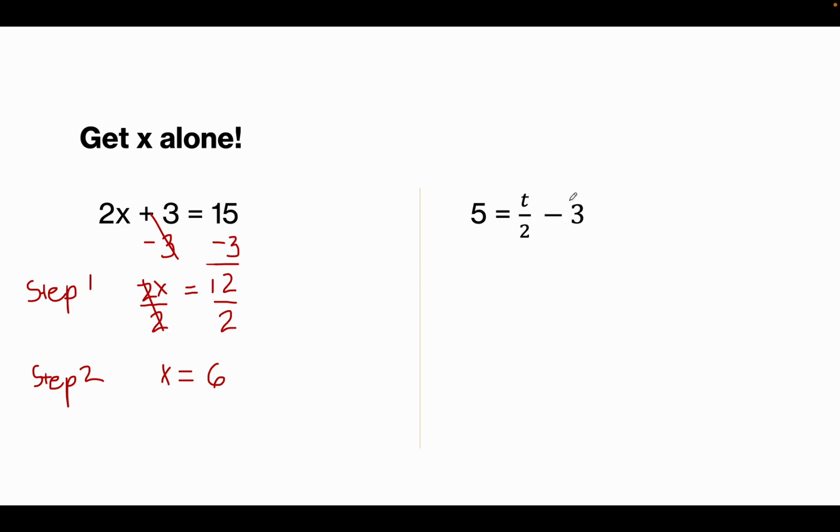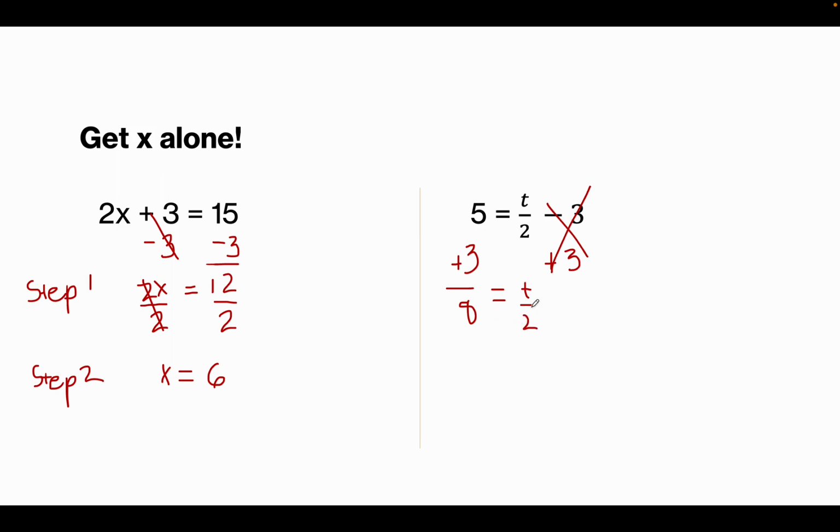It's easiest to get rid of the minus 3 first. So let's go ahead and do that. Minus 3, we're just going to add 3. We're going to do the opposite because we can. When we do that, the other reason we're going to do that is because it makes it 0. Goodbye, minus 3. Then we have 8 on this side. And what we're left with on the other side is t over 2.